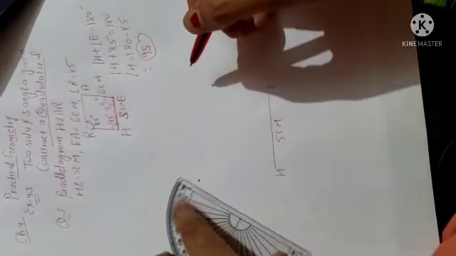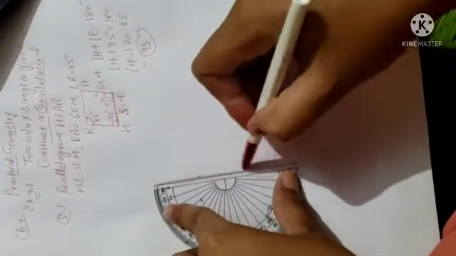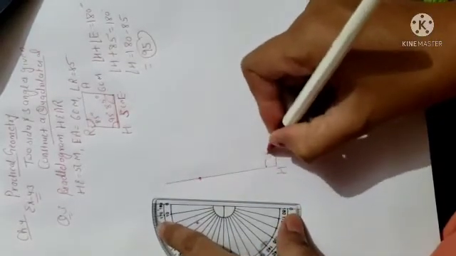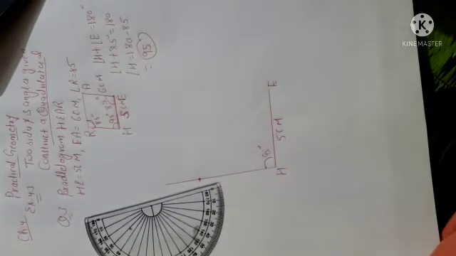So what will you do? You will simply draw a line. You will join this point by the line. Okay, so this is 95-degree angle. This one angle, you can say this is 95 degree. Clear?